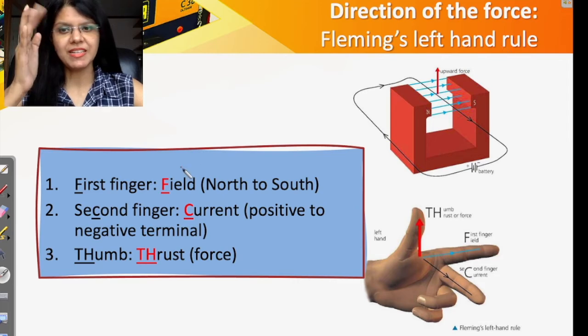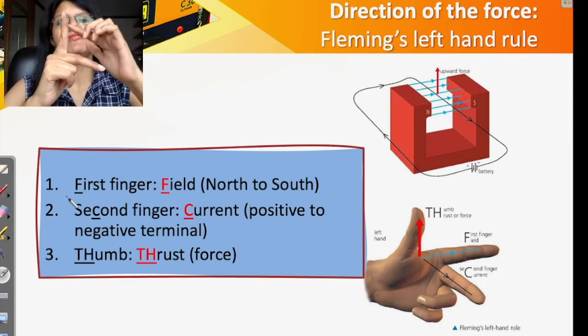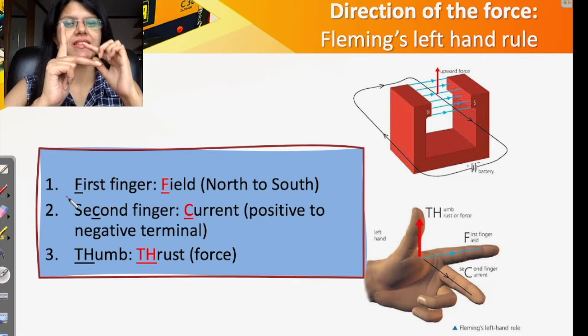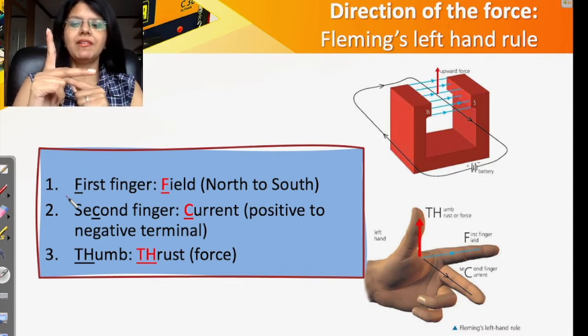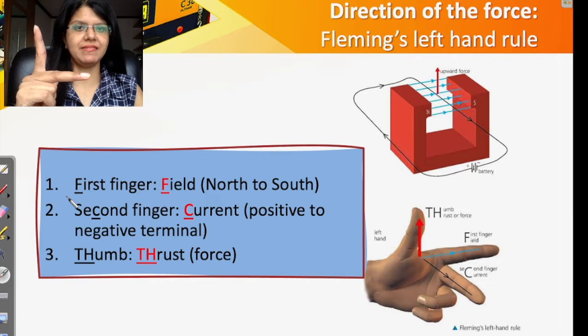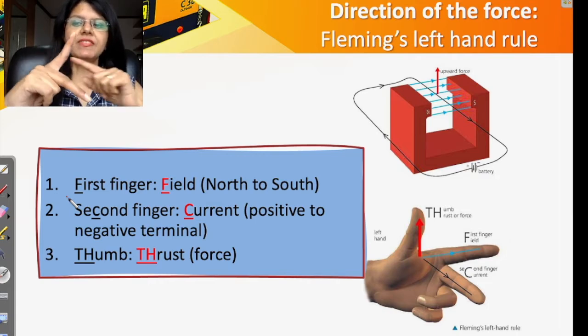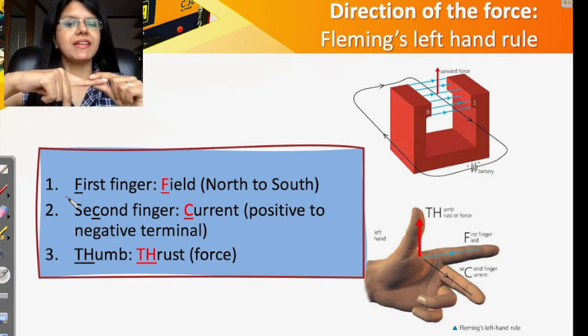How would you use your left hand? Open the first three fingers of your left hand such that all three fingers are perpendicular to each other. If you see, that's how you have to hold your fingers. The angle between all the three fingers is 90 degrees. Alright, so what you have to do? The first finger always points in the direction of the field.